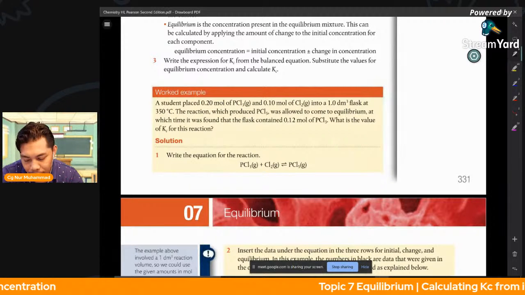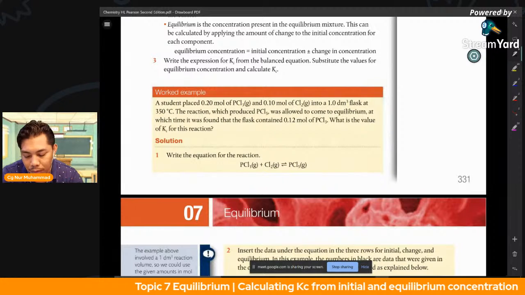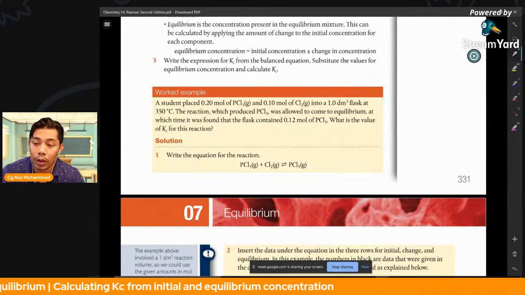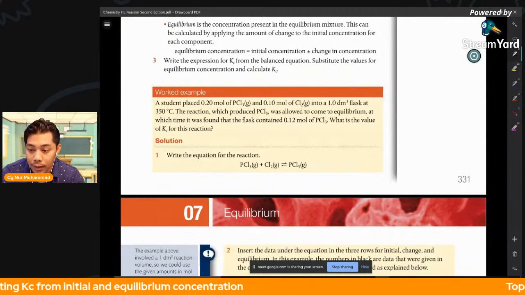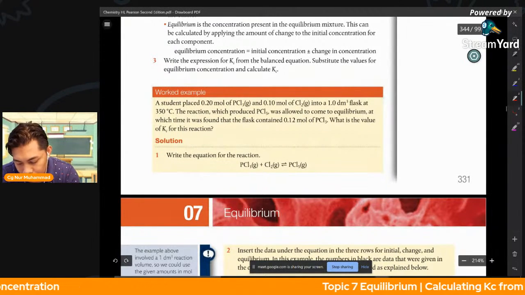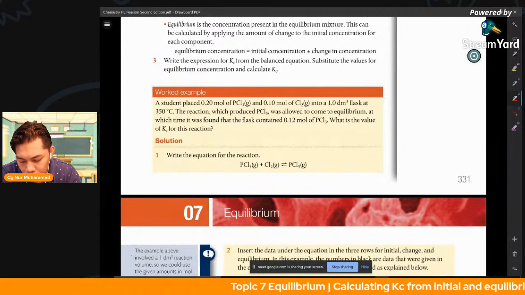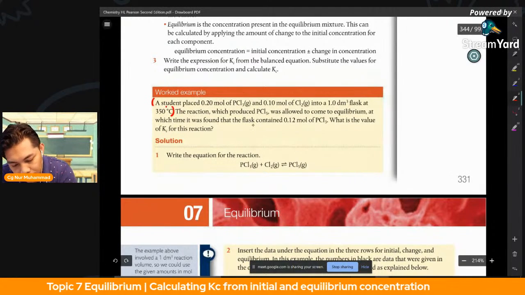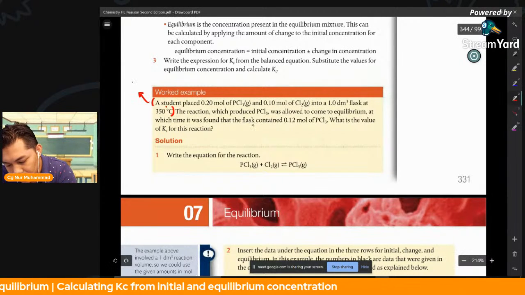Okay. The question does not give the concentration directly, but it gives the number of moles. So you have to calculate the concentration. Okay, jom kita tengok soalan ni. Kalau kita baca soalan ni, a student places 0.2 mole. From here to here, this is initial.